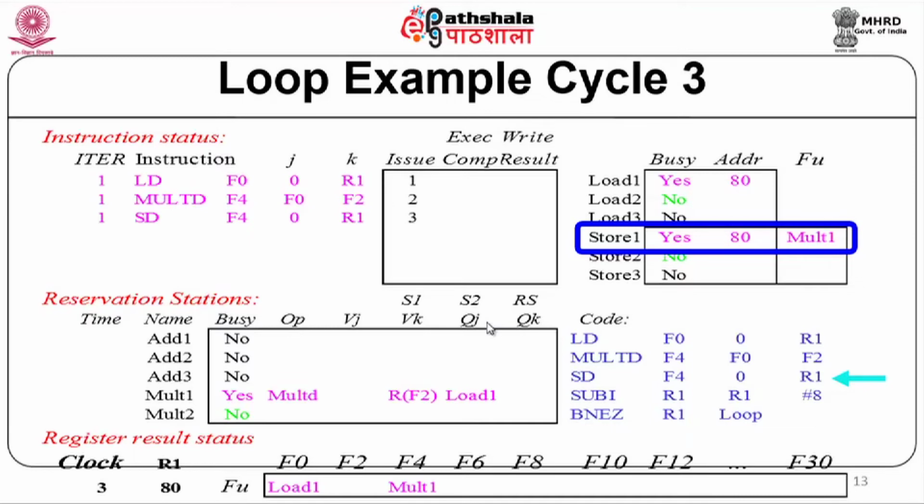And similarly, if you look at the register result status, F0 indicates that load 1 has to write into it, and F4 indicates that mult1 has to write into it. Of course, the store instruction is only a memory write operation, so you do not have any changes in your floating point register file. So, this indicates the data dependencies. The load instruction has to produce the result for your mul instruction, and the mul instruction has to produce the result for your store operation. So, that is indicated here.